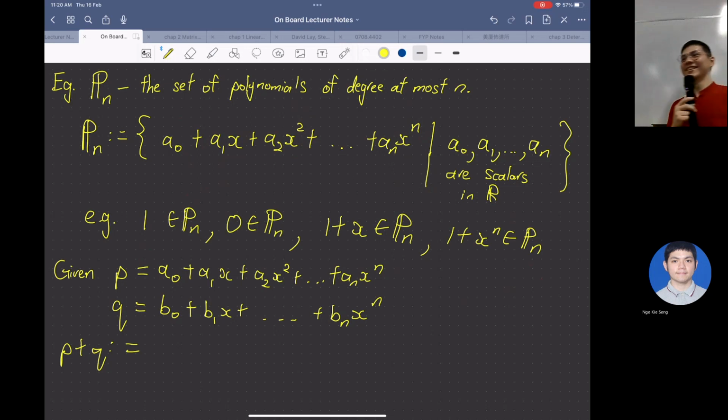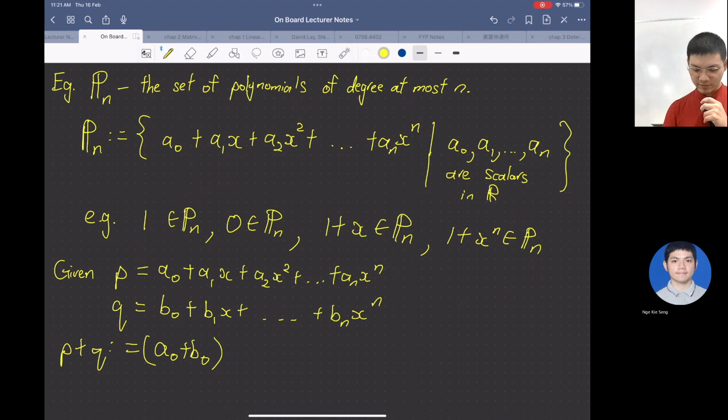Add two polynomials together. Simple. You add the coefficients of the same degree, right? If the coefficients come from the same degree, you just add them.